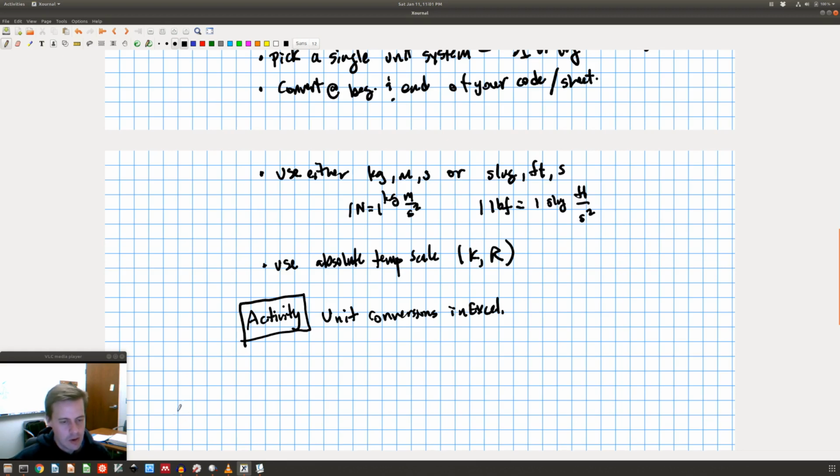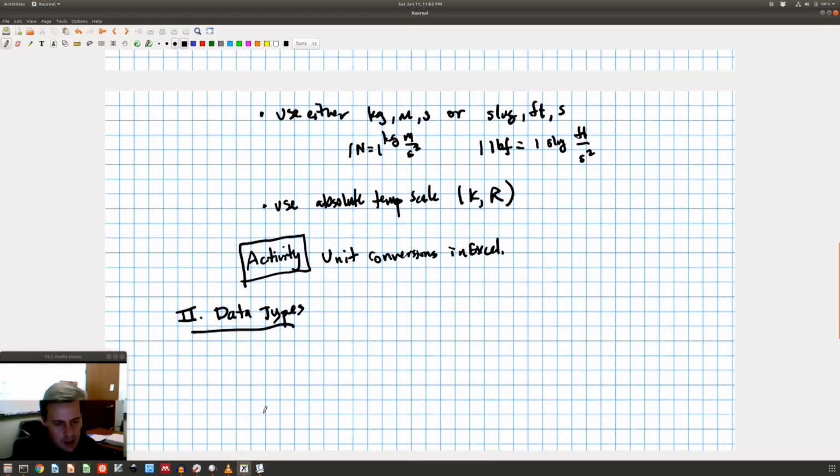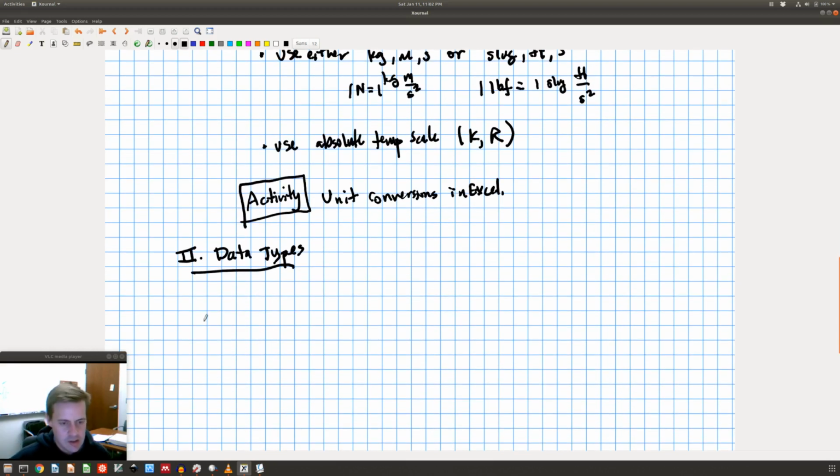Having done that activity, now let's go on to the second thing we're going to talk about, which is data types. This is probably our newest concept for the day, and it's about how we store numbers in a computer. Variables must be stored in memory in a computer.